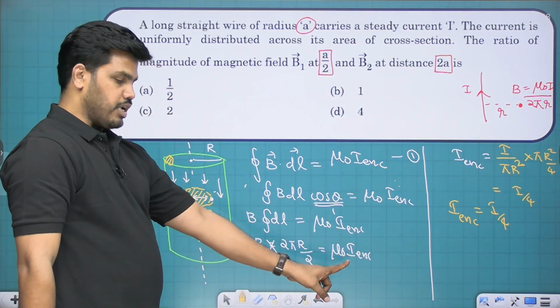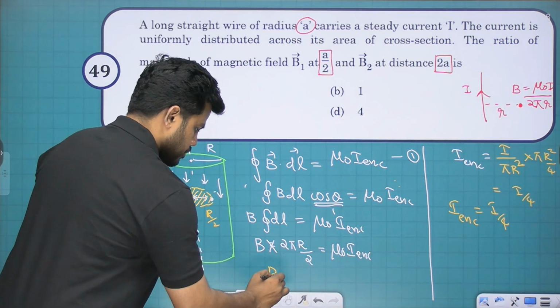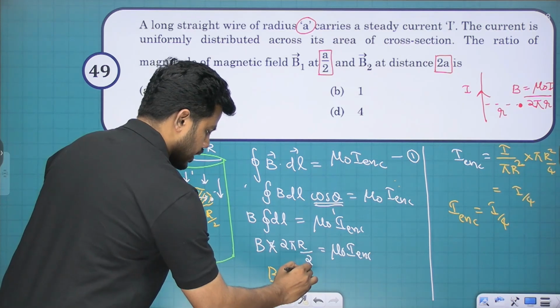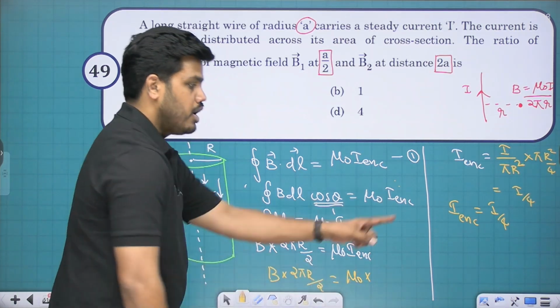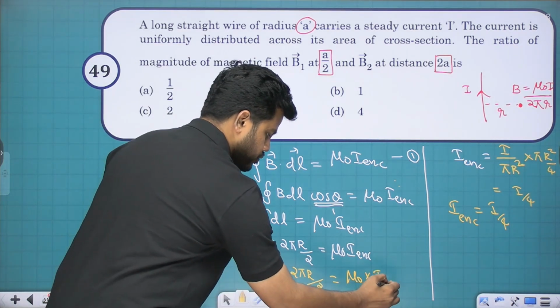Then you can now substitute I enclosed here. B into 2 pi R divided by 2 is mu naught into I enclosed, which is I by 4.